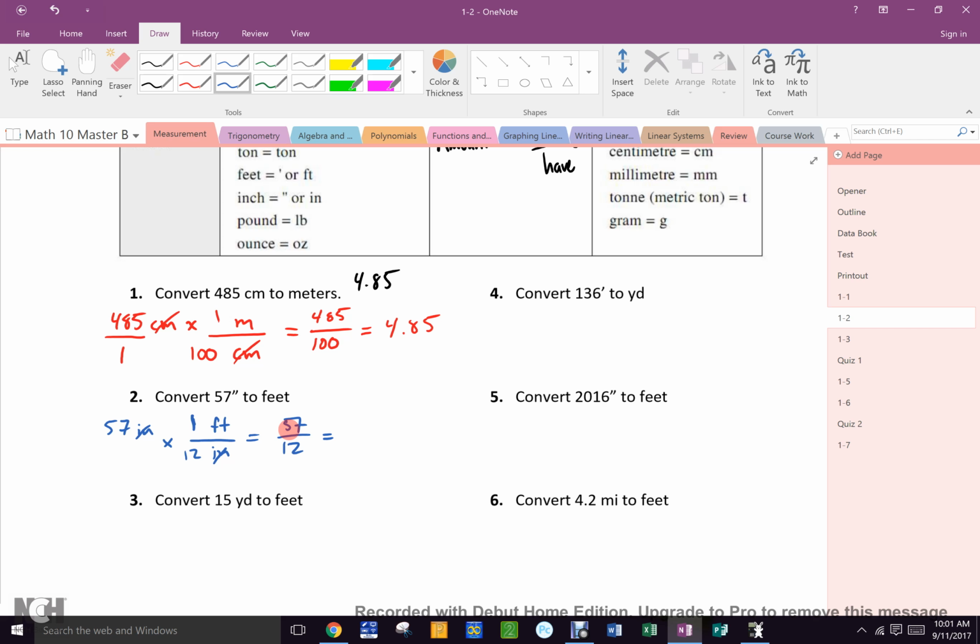Pardon me? 4.75. What's wrong with that answer, Jazreet? Pardon? It needs a unit, right? But still something's wrong with that answer. Carlin?